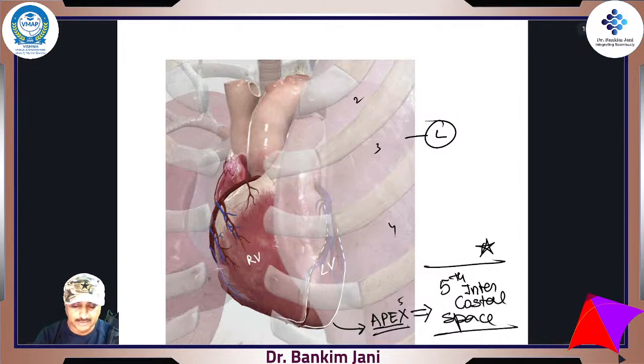Rest of the structures. This one is the aorta, and then the branches will come. This one is the superior vena cava as it goes down, and this one would be the pulmonary trunk. We have seen these structures very properly, so we are moving ahead.